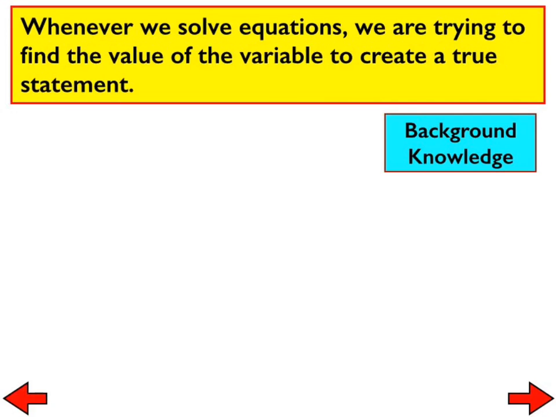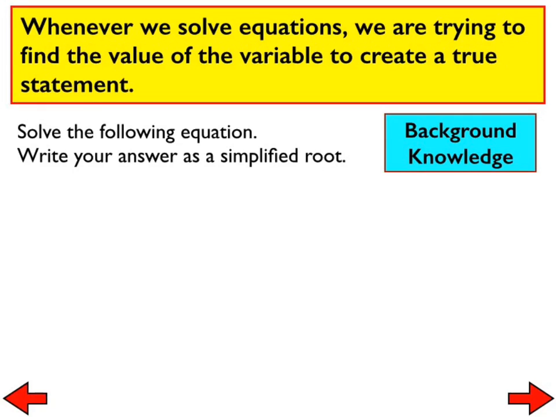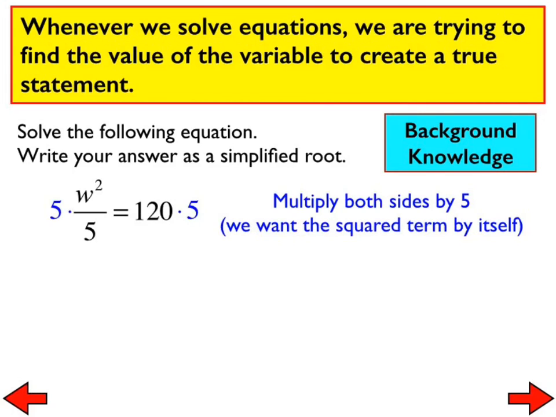A little bit of background knowledge. Whenever we solve equations, we're trying to find the value of the variable to create a true statement. The reason I'm reviewing this very quickly is because if we need to find a radius, this is what we're going to end up with. So the idea here is we want to get w squared by itself by multiplying both sides of the equation by 5, and then take the square root of both sides.